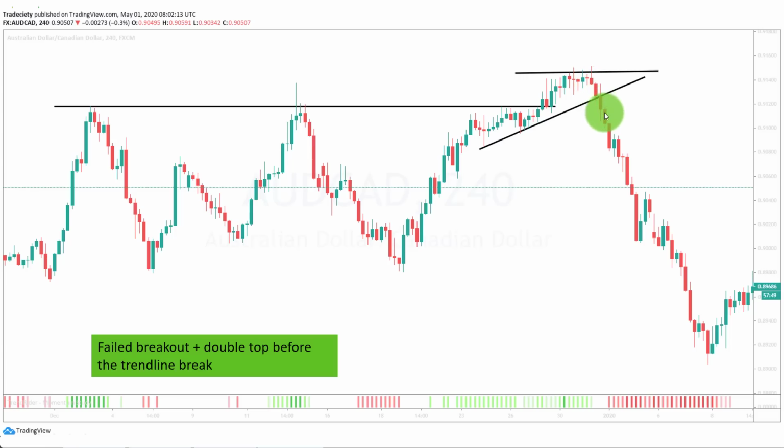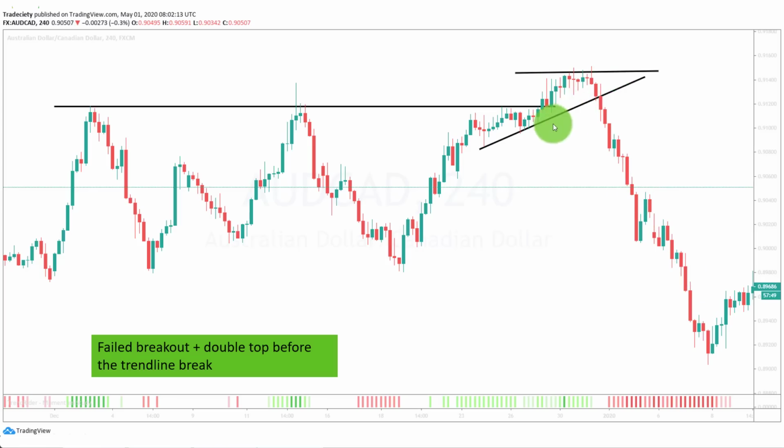We have a large candle. And then here we have another large candle, which is now breaking the trend line, which is also really showing that we are back in the range, now confirming the failed breakout. And then you can see the market completely collapses and trends lower.